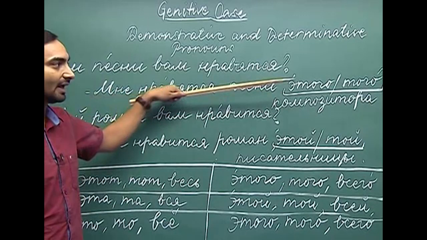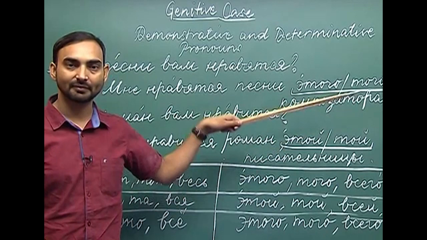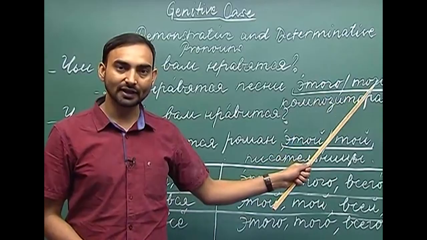Мне нравятся песни этого или того композитора. So, as you can see, композитор is a masculine noun. That is why этот has become этого and тот has become того.